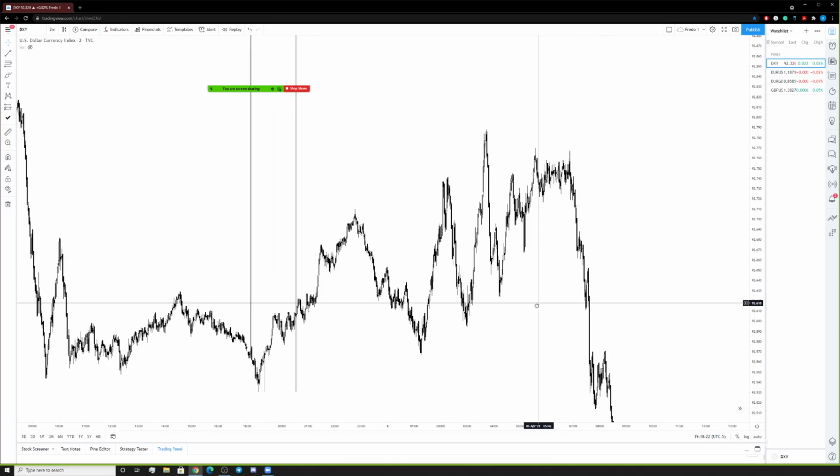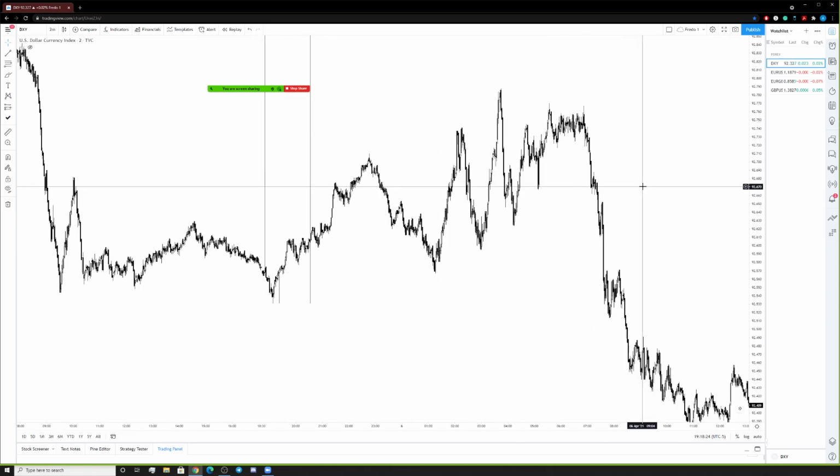zoom in here, right? Key lesson 1, who's seen the order flow videos? Let's see what you see. Who's seen the order flow videos?